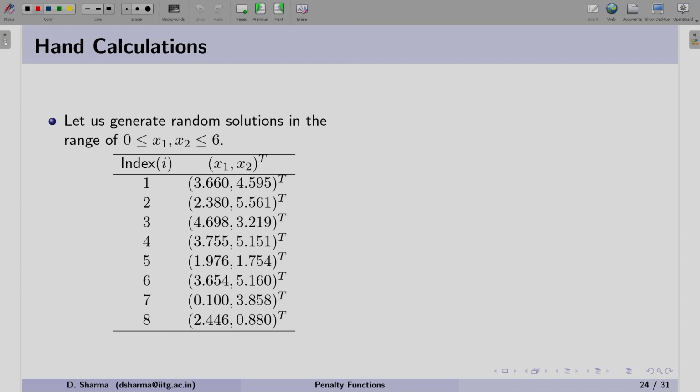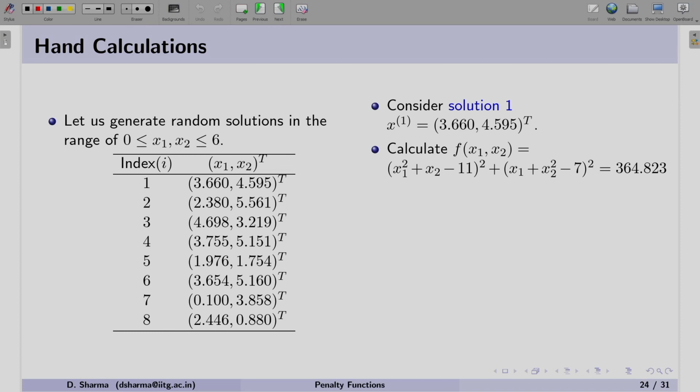So, let us take this table here. We have an index, meaning we are considering 8 solutions, and their x1, x2 values are given in column number 2. Consider solution number 1. Here, x1 and x2 are given to us. As we know, if we fit this particular x1 and x2 value in our objective function, we get a value, say, 364.823. Now, let us calculate the constraints.